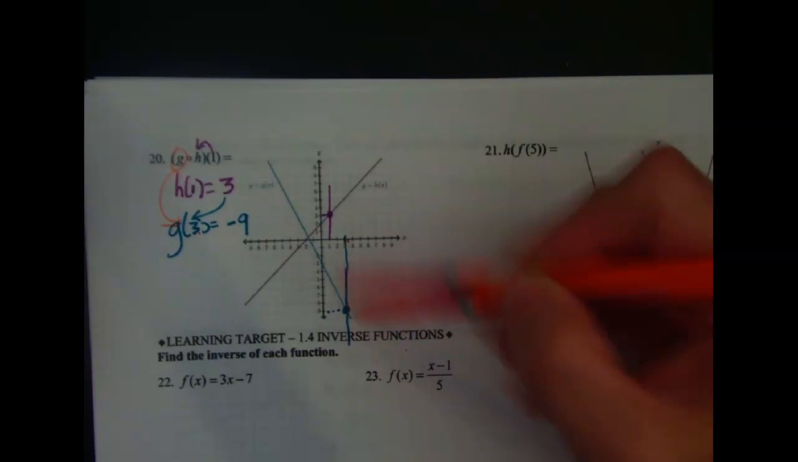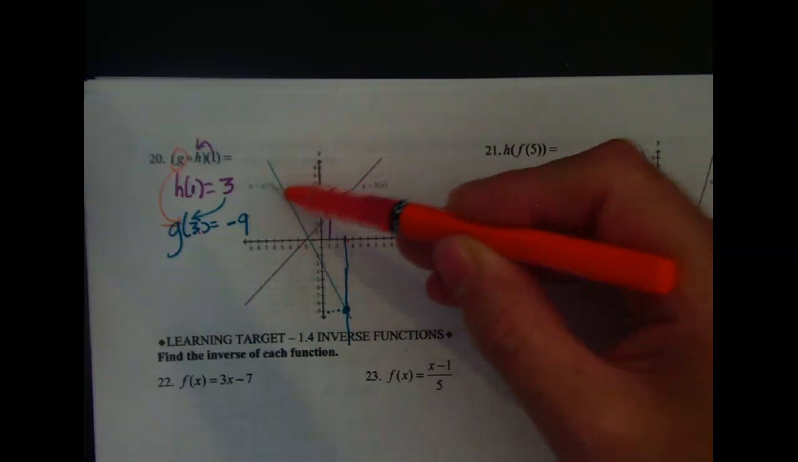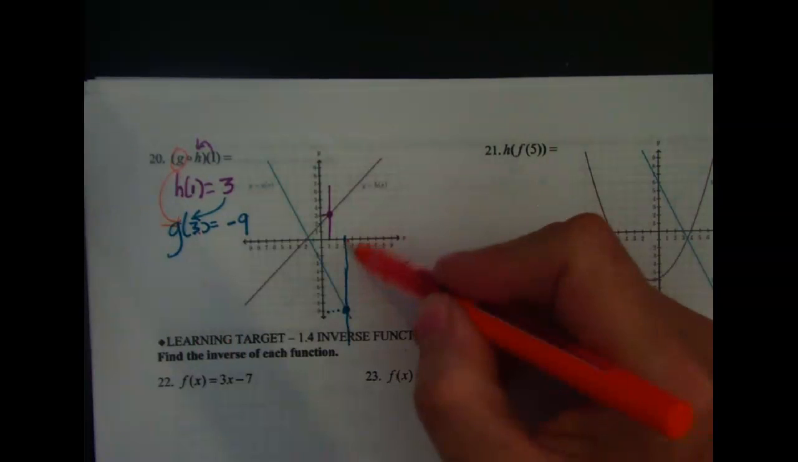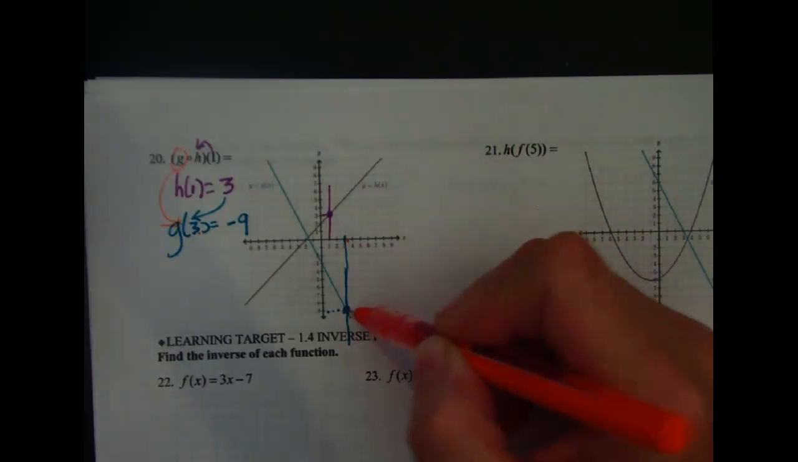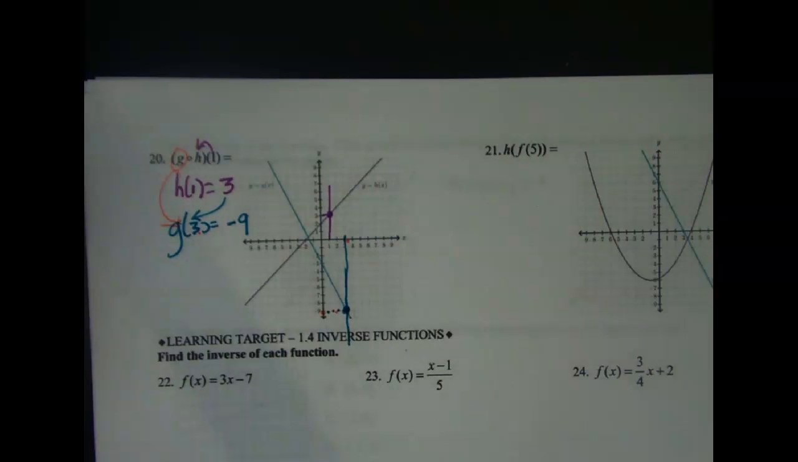I went to 3 and I drew a vertical line. I know I have to hit this function here. That's my g of x. So I'm going to just go down. I could draw it all the way, but I just went down. And I saw it hit right here. So then I followed that over to my y-axis, and that hit at -9. And now I want you to try 21 on your own, and we'll be done.